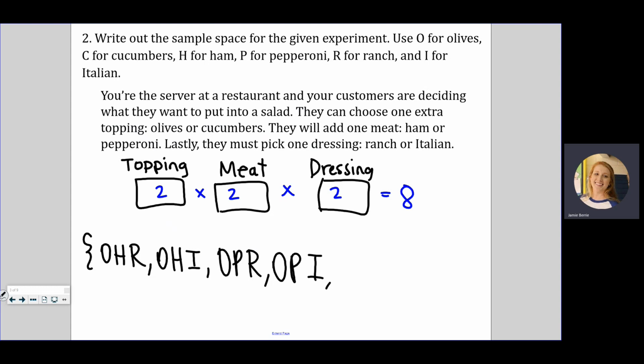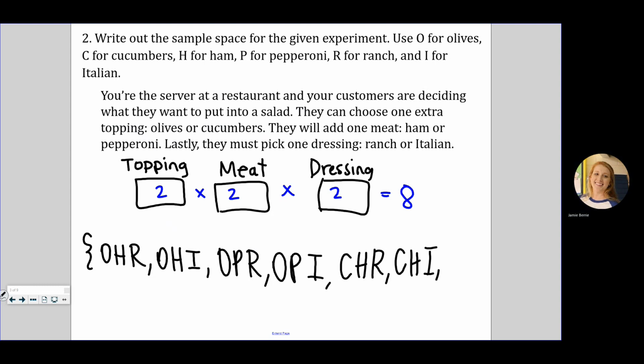So you can kind of use this as a template. You could do CHR, CHI, CPR, CPI. So that way it saves you some brain power. So just copying the other choices, but now with cucumber. Cucumber ham ranch, cucumber ham Italian, cucumber pepperoni ranch, and then cucumber pepperoni Italian.